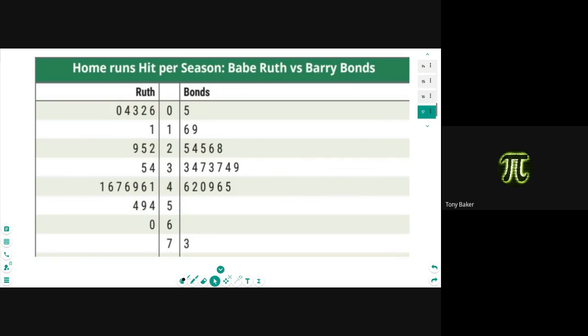Where Ruth was pretty consistent. Yeah, he had the 60 there, but he had 59, 54. There were other ones around there. So the 60 wasn't necessarily out of the realm at that point. Okay. So that's where we could start to look at stem and leaf plots and bar charts and histograms to start giving us that visual representation of our data.